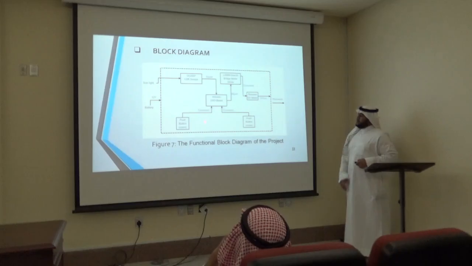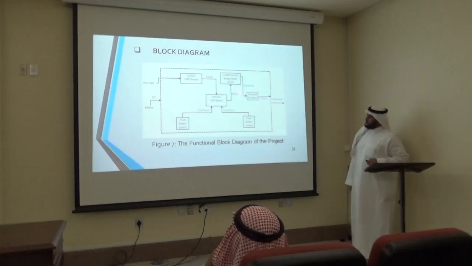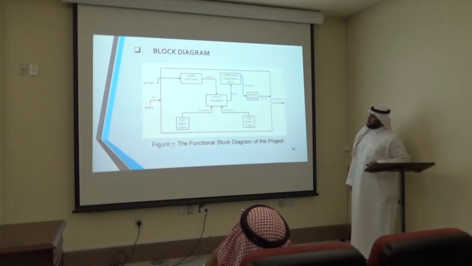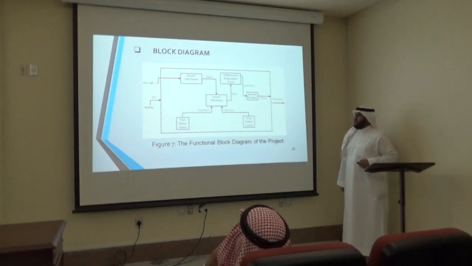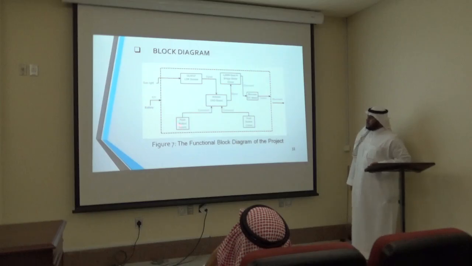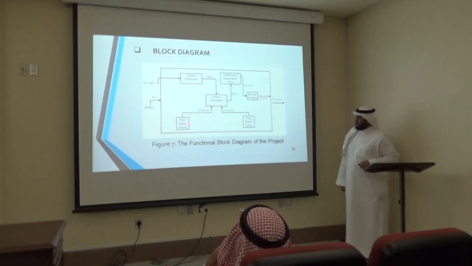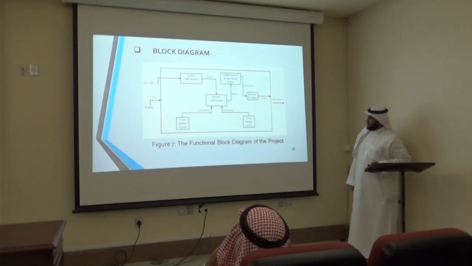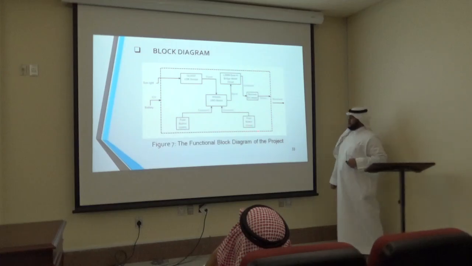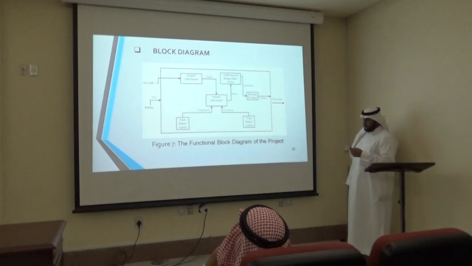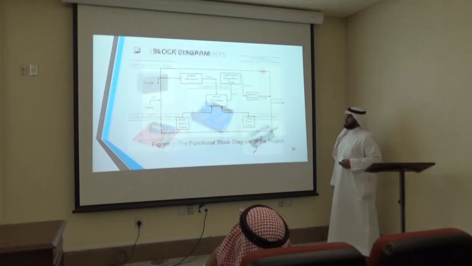This figure shows the functional block diagram of our project. We have decided to use a 12 volt DC battery. Also, you can see that we have two push buttons. The first one is for opening the curtain, and the other one is for closing the curtain. And the output is the movement of the curtain.